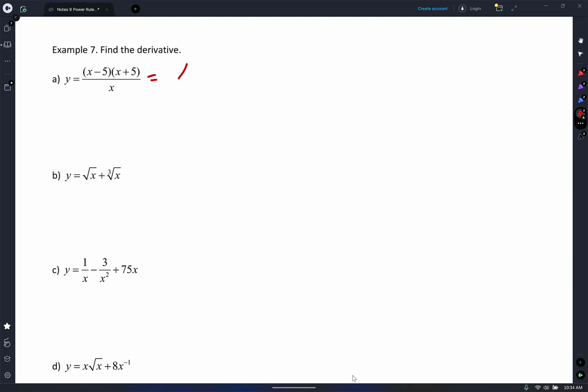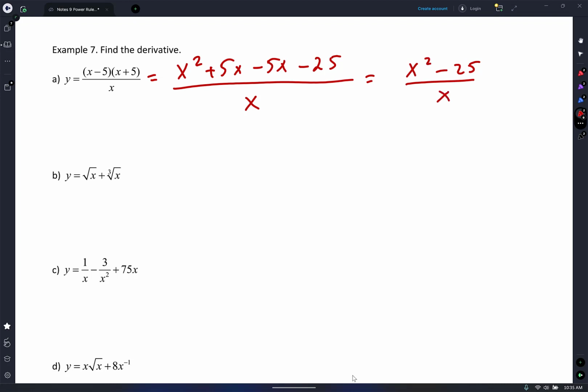X times x, x squared. X times positive 5 plus 5x. Negative 5 times x minus 5x. Negative 5 times positive 5 minus 25. Chav, why are you doing this the long way? In case you don't see it. But if you see it, you could have immediately looked. The 5x is 0 out. You could have immediately done x squared minus 25 over x. Are we okay? Okay.